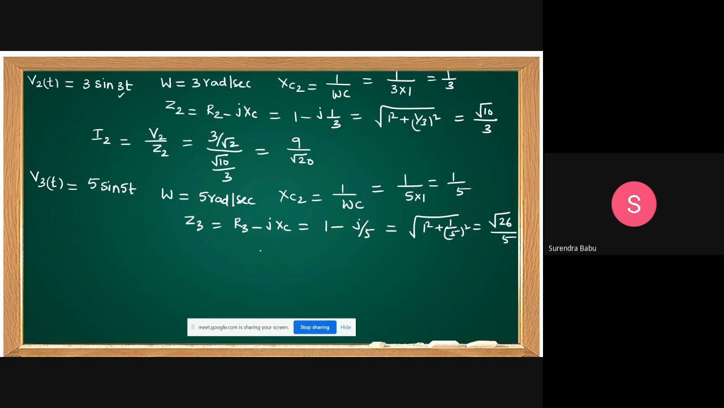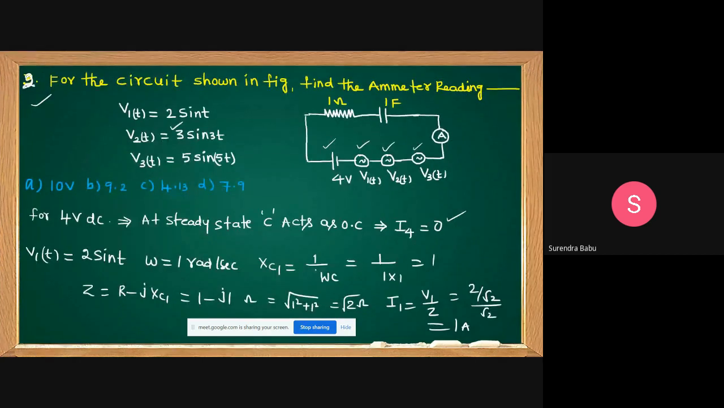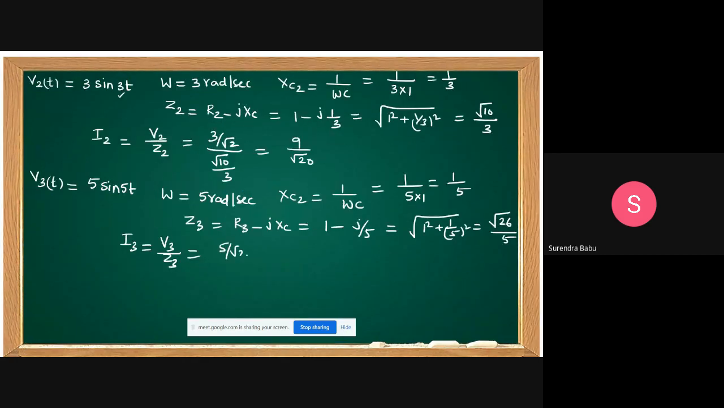Is it correct? Now what is the I3 you can get? I3 equal to V3 by Z3. Directly I'm calculating the RMS value. What is the RMS value of this supply? 5 by root 2. That is 5 by root 2 by root 26 by 5. Can anybody tell how much you can get for this one? This is 25 by root 52. Then I know I1, I2, I3, I4.